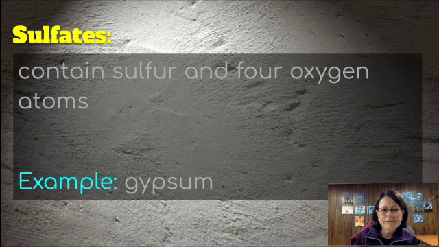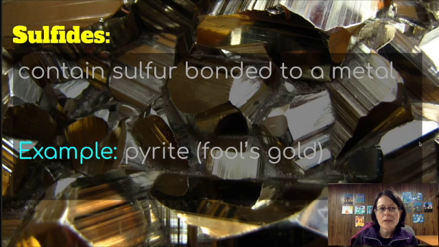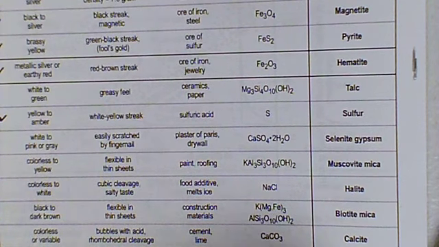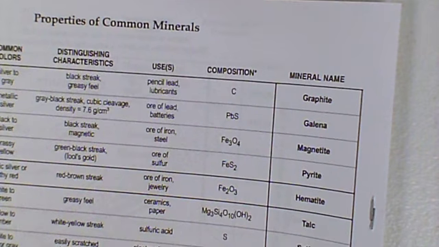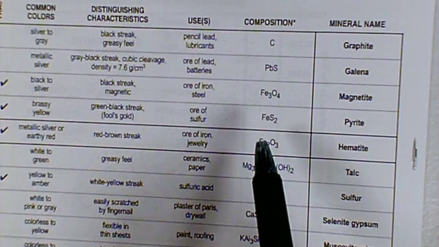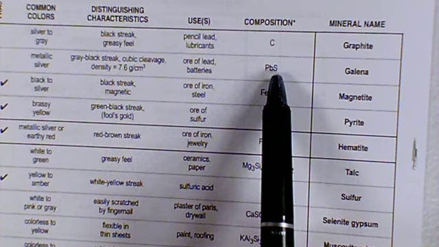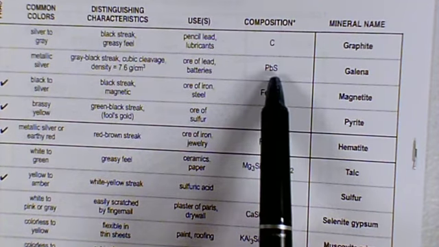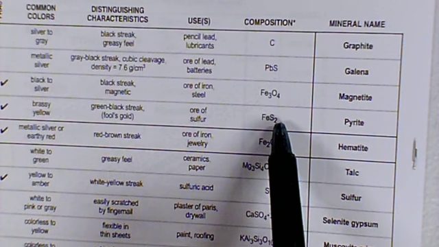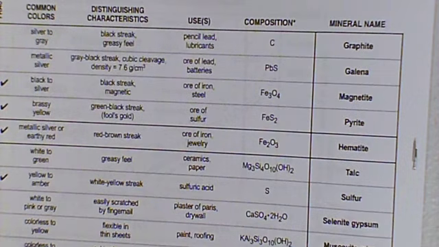So let's move on to the next group, which are our sulfides, because we did see some with sulfur. These contain sulfur bonded to a metal, and an example is pyrite, which is fool's gold. So if I switch over here and go back to my camera, right here, PbS has sulfur bonded to a metal. Galena is a sulfide. Right here, pyrite, fool's gold, FeS2 is a sulfide, okay? And those two are on our list.